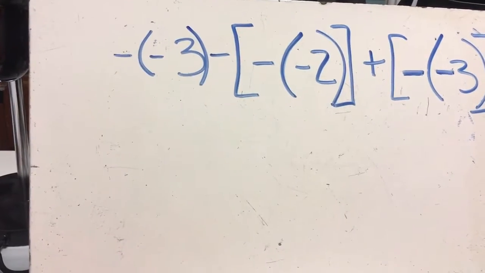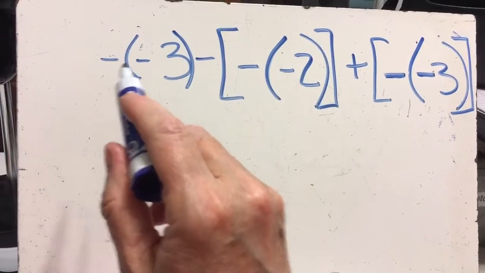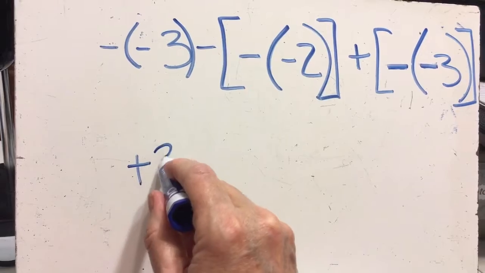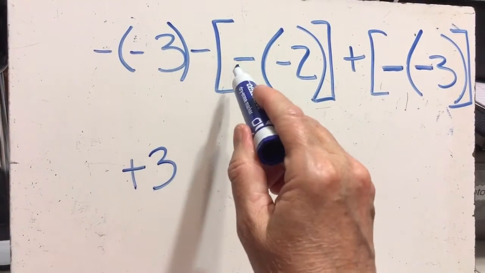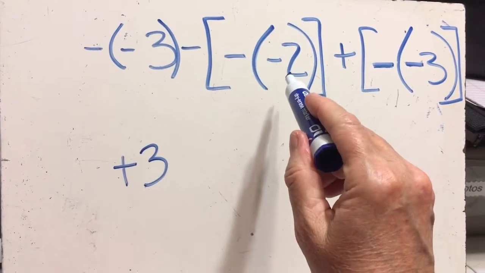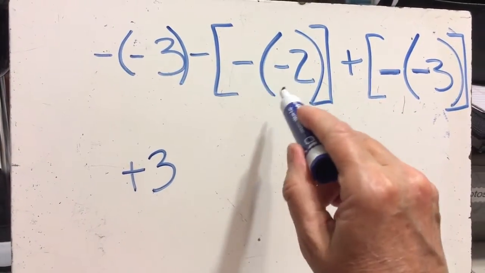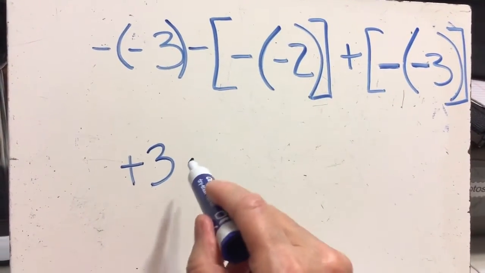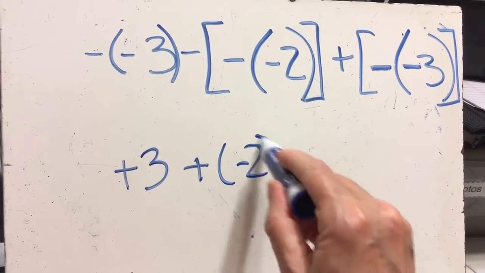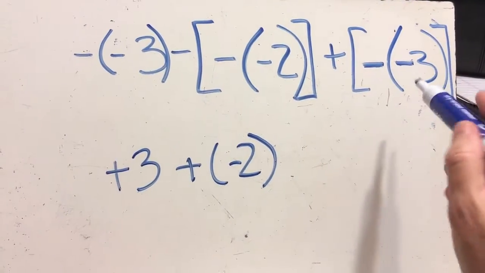Okay, so here's the next example, and we're going to simplify it some. So we have the opposite of a negative 3, which is going to be a positive 3. And then we have a minus. So that's going to be the opposite of the negative 2. So this in here is a positive 2, and then the opposite of the positive 2 is a negative 2 again. So we'll just make that a plus a negative 2. And then we have a plus the opposite of a negative 3, which is a positive 3.